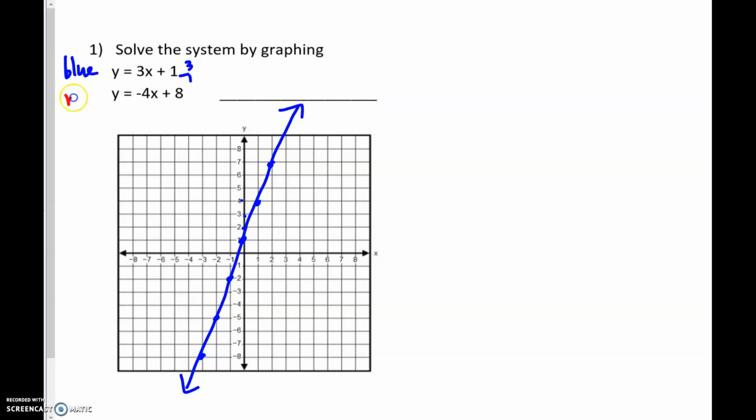All right, the second equation I'm going to do in red, and this one is already in slope-intercept form also. So the y-intercept here is an 8, and then our slope is down 4, 1, 2, 3, 4 over 1. Oh, look at that. Hit the line right away. So what is that point that they're meeting at? They're meeting at (1, 4). So make sure you write your solution as an ordered pair.